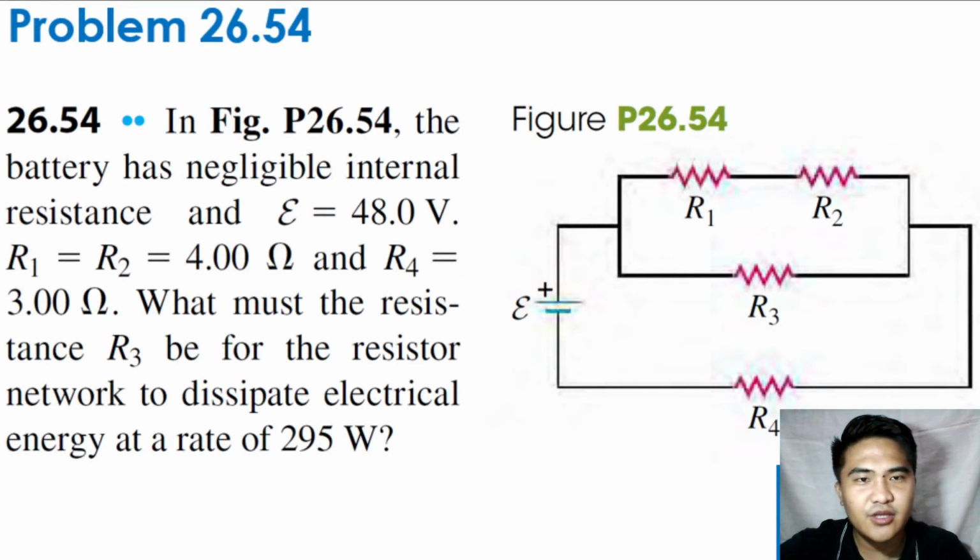First problem, problem 26.54. In this figure, the battery has a negligible internal resistance and an EMF or electromotive force of 48 volts. Resistance 1 and resistance 2 are equal to 4 ohms and resistance 4 is equal to 3 ohms. What must be the resistance R3 for the resistor network to dissipate electrical energy at a rate of 295 watts?